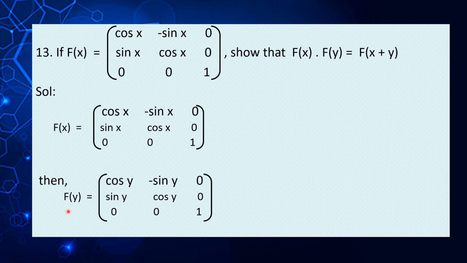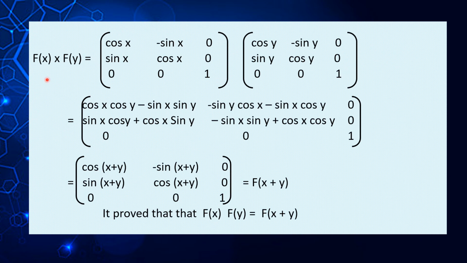f of y, substitute y for x in this matrix, that would give us the value of f of y, that is [cos y, minus sin y, 0; sin y, cos y, 0; 0, 0, 1]. And in order to find f of x into f of y, we would multiply both of the matrices.